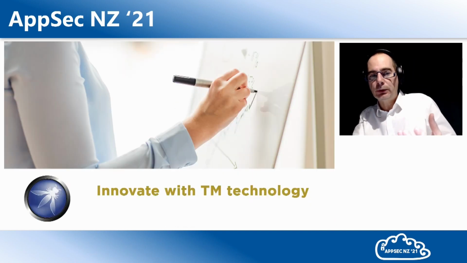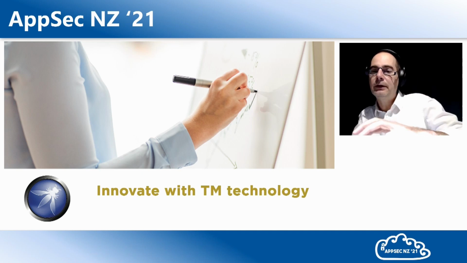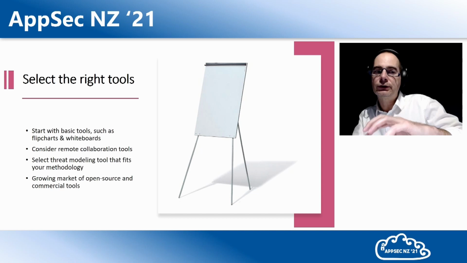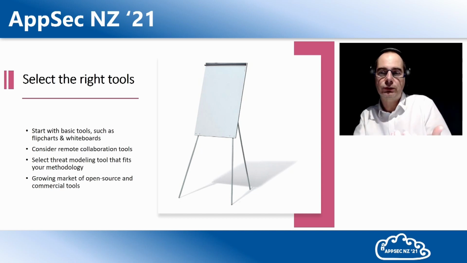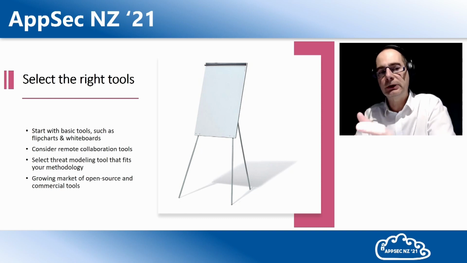So that's how it works in terms of process, and only then should you be looking at technology and selecting tools, and start with the basic steps and the basic tools first. A whiteboard, your brain, obviously in these times remote collaboration tools, but something that fits your needs, your methodology. So you don't tweak your methodology towards a tool, tweak the tool towards your methodology.